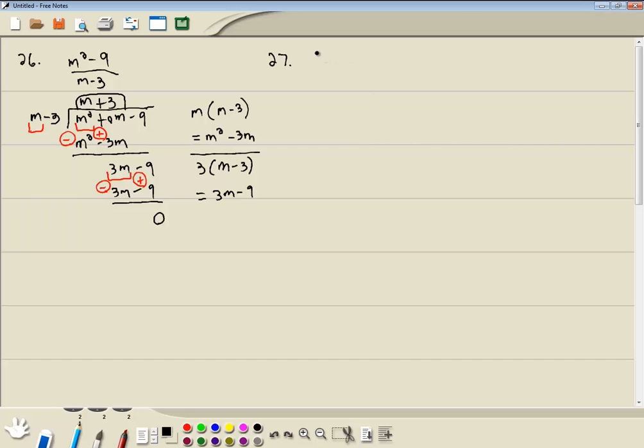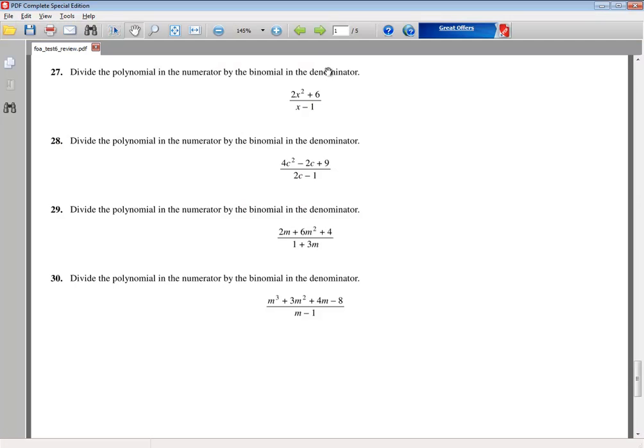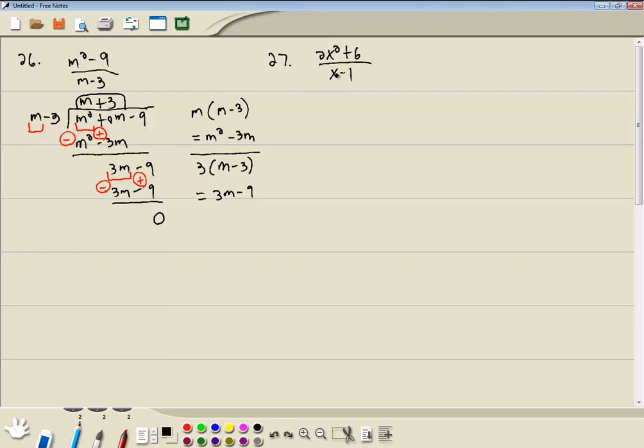We got 2x squared plus 6 over x minus 1. And it gives us the same instructions. So I'm going to set it up. I got x minus 1 here. And then I got 2x squared. Notice we're missing the x, so I'm going to put a 0x, a 0 placeholder for it. Any missing powers, you always put a 0 placeholder.